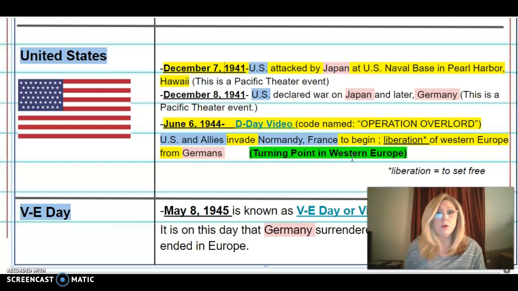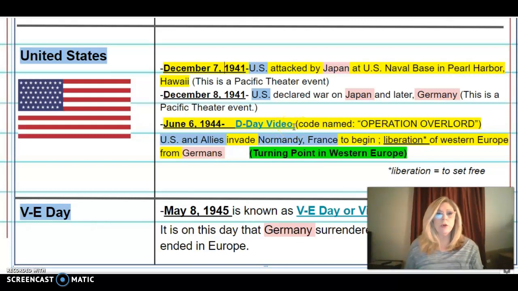So the U.S. is going to work with our U.S. generals, especially Dwight D. Eisenhower, and with some of the Allied generals to plan this top secret invasion called D-Day. They're going to invade Normandy Beach in France, and that's going to help start the liberation of Western Europe. That's going to be a turning point in Western Europe.